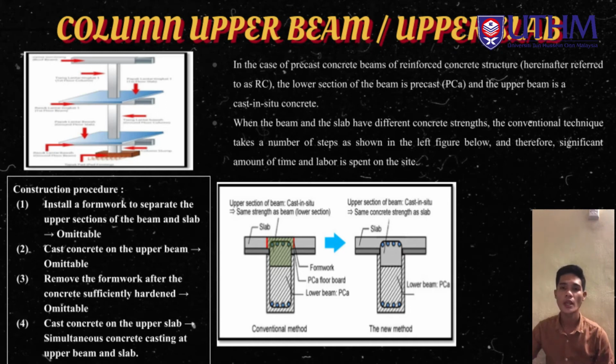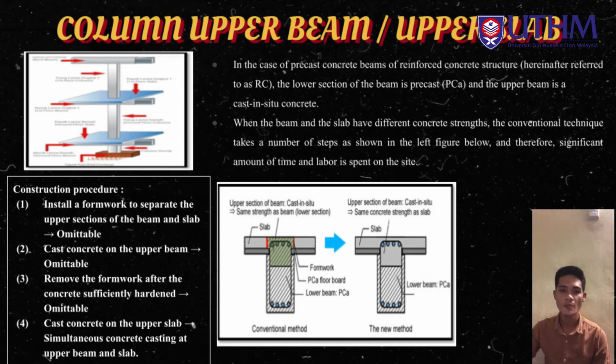For my part, I will explain about the column, upper beam and the upper slab. In the case of precast concrete beams of reinforced concrete structure, hereinafter referred to as RC, the lower section of the beam is precast and the upper beam is cast in situ concrete. When the beam and the slab have different concrete strengths, the conventional technique takes a number of steps as shown in the left figure below, and therefore a significant amount of time and labor is spent on the site.